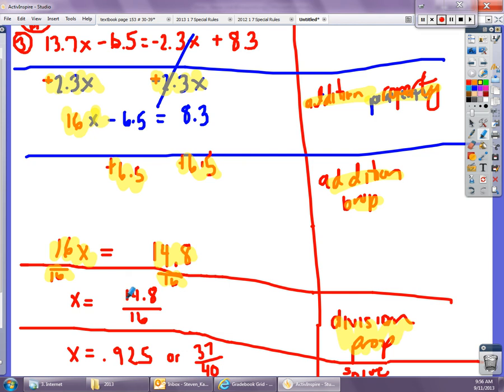But you do not want to leave your answer like this, because it's better not to have decimals. If you have a fraction, you're not going to want to have a decimal within the fraction. So what I did is 14 and 8/10 divided by 16, and you get an answer of the decimal 0.925, or you could have also had the fraction 37 over 40. You could have gotten that by multiplying the numerator and denominator by 10, which would have kept the same fraction but without a decimal, and then reduced it all the way down to 37 over 40.